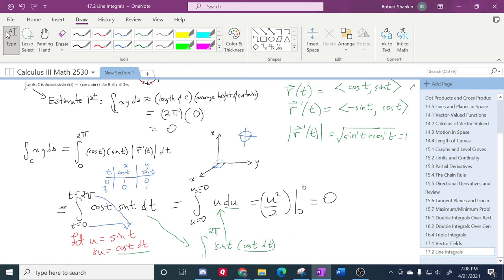All right. Great point. So really, where's the weight involved? Let's reimagine this problem in just a slightly different way. Let's look at our estimate. Instead of calling it the length of C times the average height of the curtain, we could have said the length of C times the average weight factor.